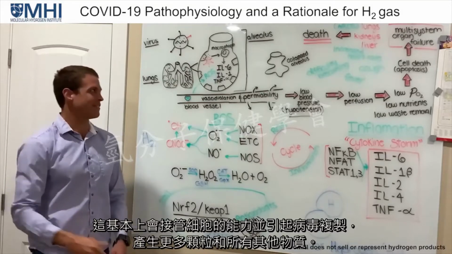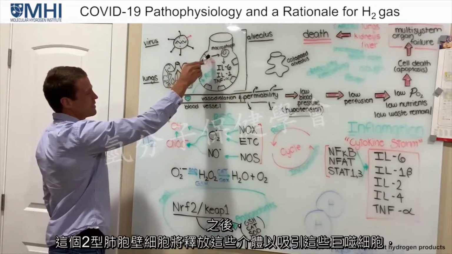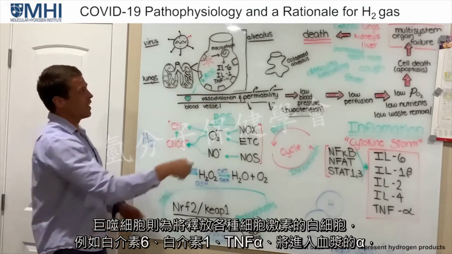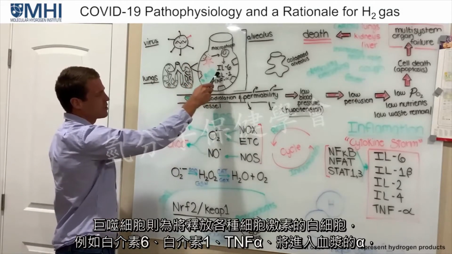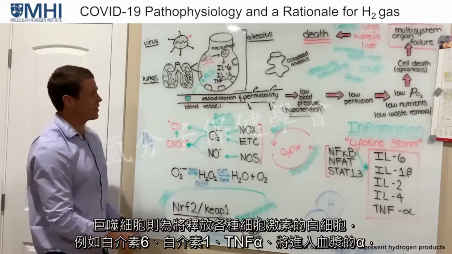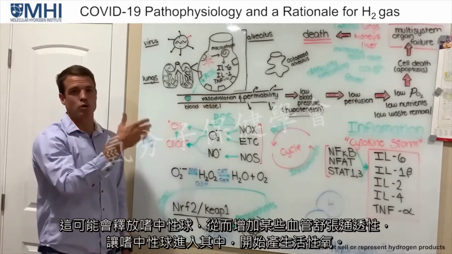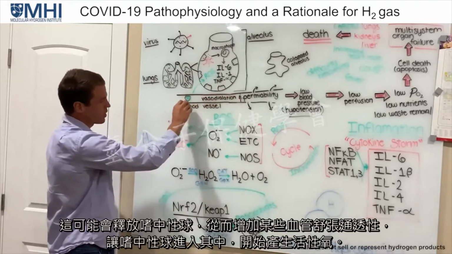viral particles. And then this type 2 pneumocyte is going to release mediators to recruit macrophages. And the macrophages, the white blood cells, are going to release various cytokines: interleukin 6, interleukin 1, TNF alpha, tumor necrosis factor alpha. That's going to go into the plasma and recruit neutrophils. That's going to increase vasodilation and permeability, so that neutrophils are now going to go in there.